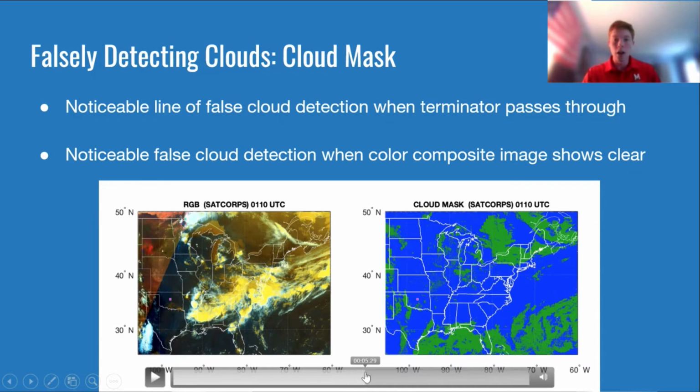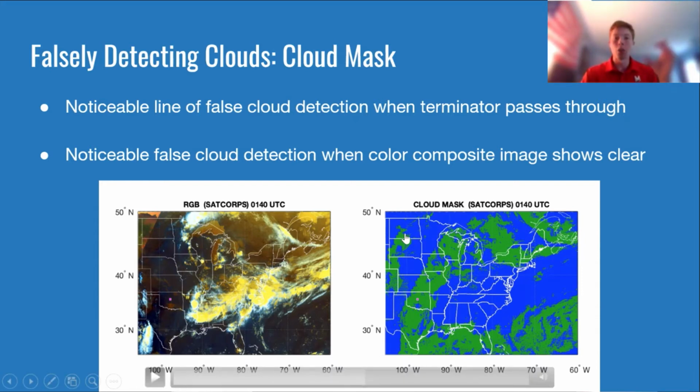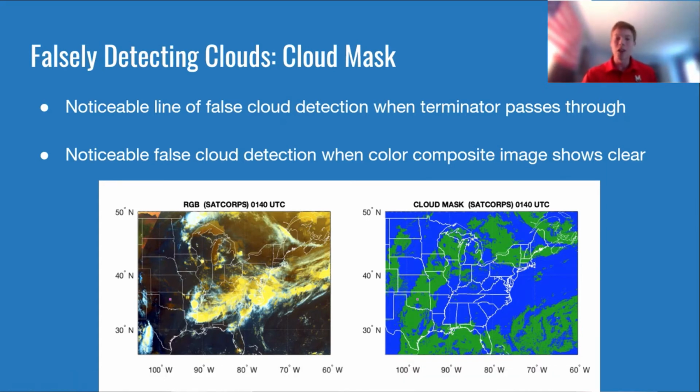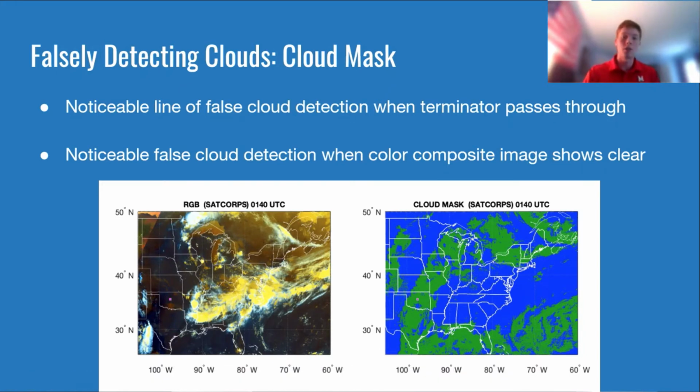And another thing that also makes it easier to see this false cloud detection is you see very unnatural clouds. So for example, here you see almost these boxes essentially of cloud detection, and that's not a natural formation of clouds by any means. And you almost see like a staircase right down here. So those are the things we're looking for when we look at these animations.